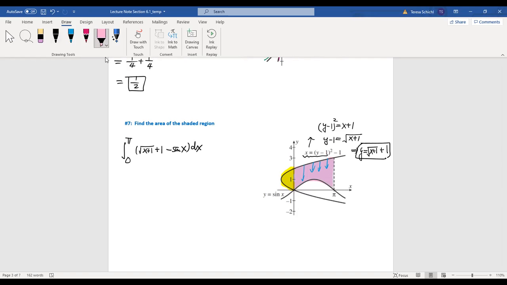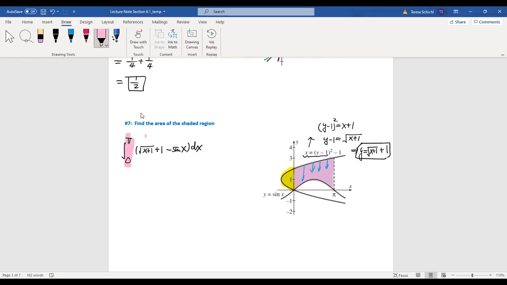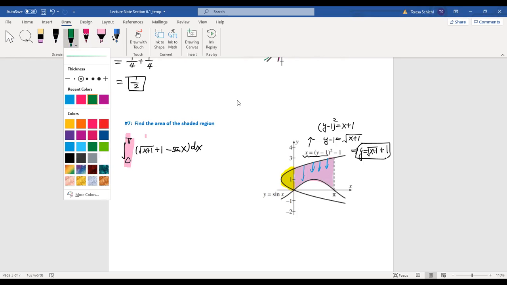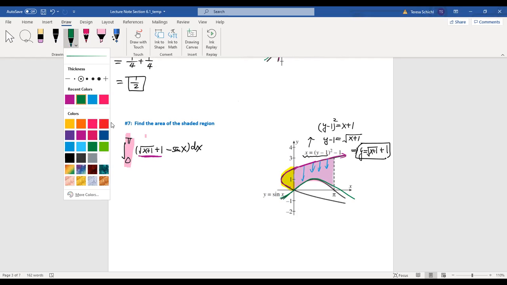So let me color code that for you. Here, this will be my little pink area. And then I'm having here this sine curve, which I mean by the green one, and this pink curve is here. So this is my pink curve here. That's why this is the pink one, and the minus 1 here, right?